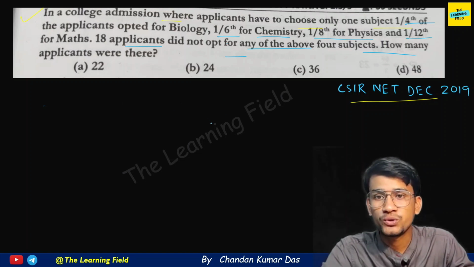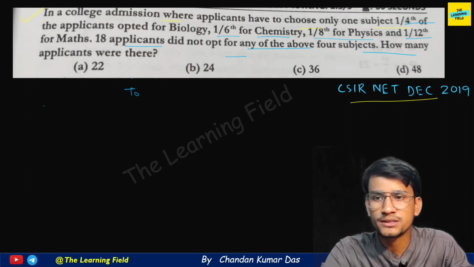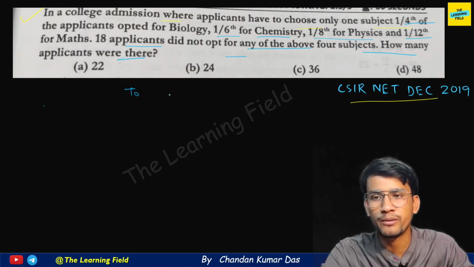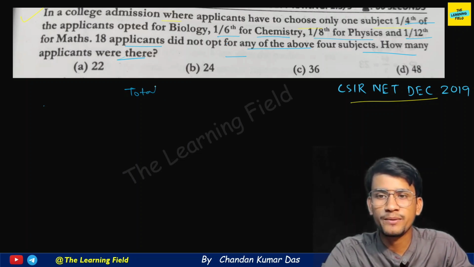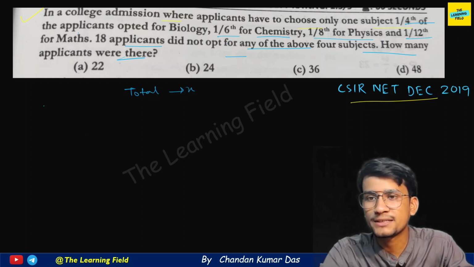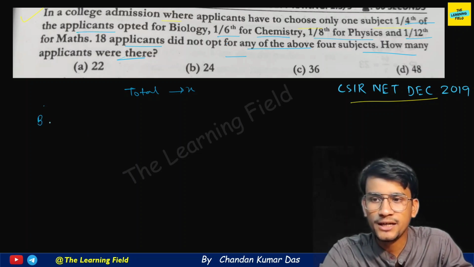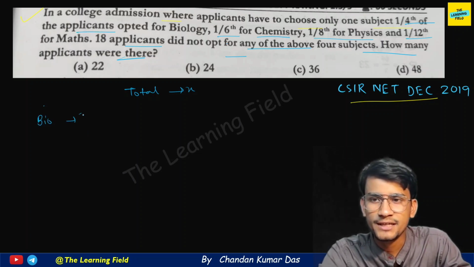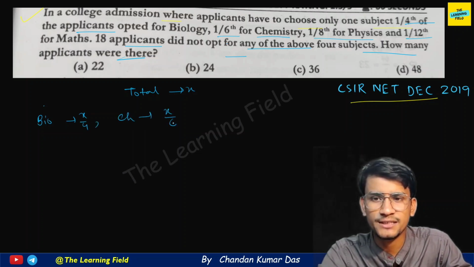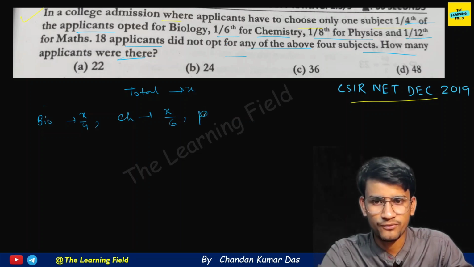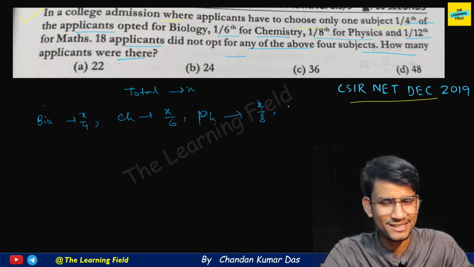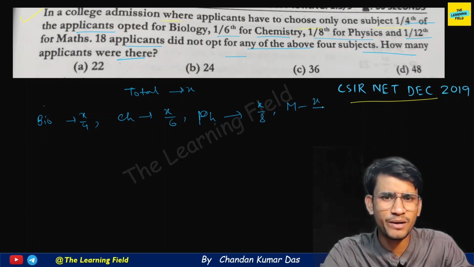We have to find the total number of applications. Suppose the total number of applications is x. Then 1/4 of the applications are biology. So the number of biology applications is x by 4, the number of chemistry applications is x by 6, the number of physics applications is x by 8, and the number of maths applications is x by 12.